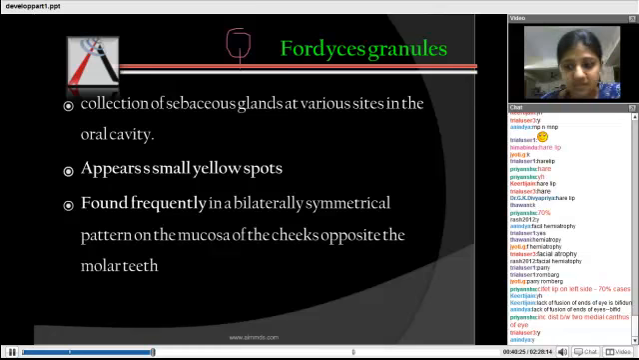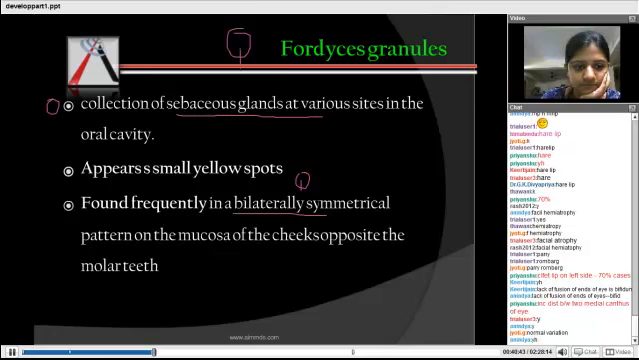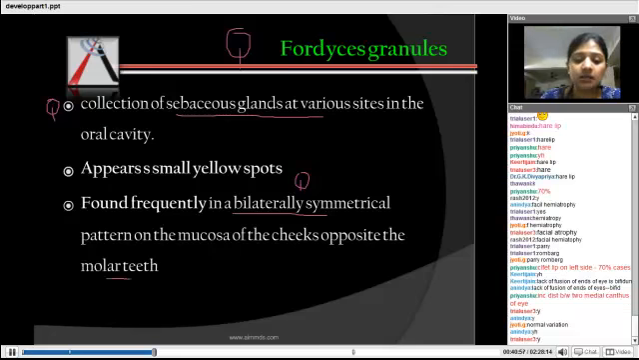What are Fordyce's granules actually? They are a collection of sebaceous glands in the oral cavity. Another thing is they have a bilateral symmetry. MCQ here. So the important points are that they are sebaceous glands in the oral cavity which appear as yellow spots. It's usually seen bilaterally opposite the molar teeth.